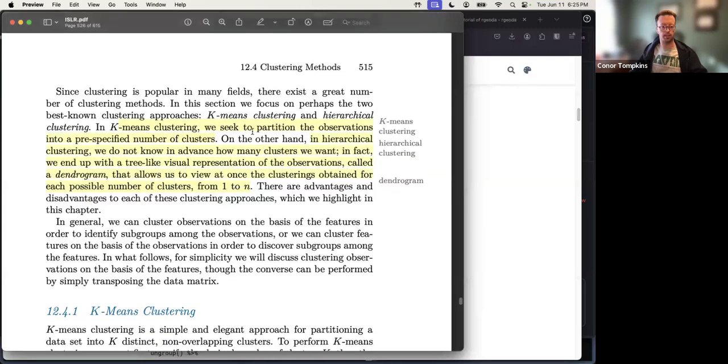So I guess you could say that with k-means, the analyst has more influence on how the observations are clustered, because you can put a constraint on the number of clusters.